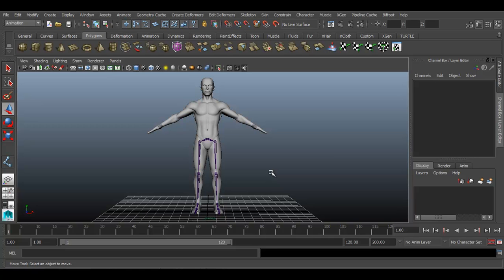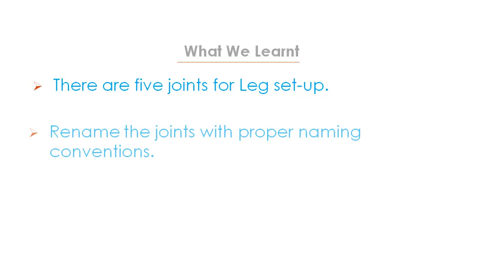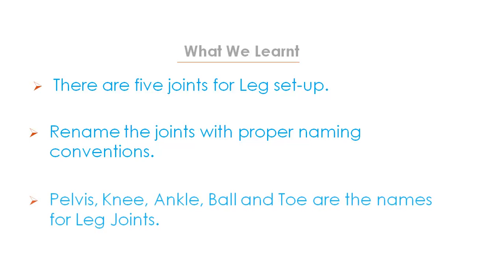Let us see what we have learned. What we learned in this video, we have seen that there are five joints for leg setup. We need to rename the joints with proper naming conventions. Pelvis, knee, ankle, ball, and toe. These are the names for our leg joints.